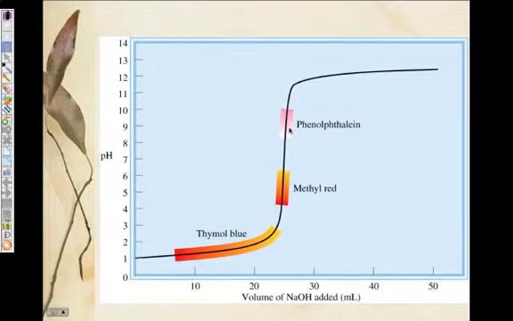And so what you want to do is pick an indicator that changes color at one of those pHs within the equivalence point. So phenolphthalein is one that would work. And then if you continue adding base, the pH would keep rising. So you're looking for what volume gets you to this equivalence point, that vertical point.